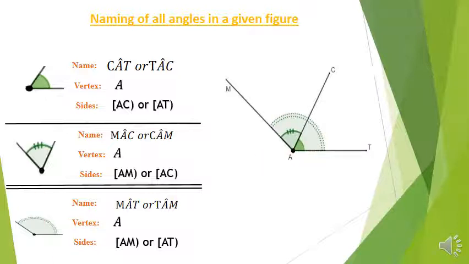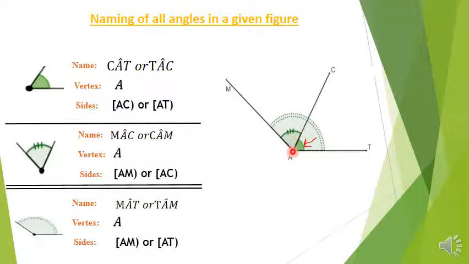Let's put an arrow naming this angle. Okay, its vertex is A. Its sides are AC and AT. This angle is CAT or TAC. Now let's name the second green angle, this one.